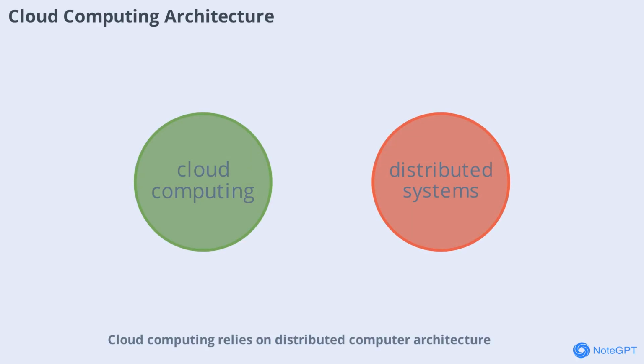Cloud computing relies on distributed computer architecture where resources are shared across many machines. This allows for scalable, flexible services that can handle huge amounts of data and users. Cloud architecture is transforming how we store, process, and access information.